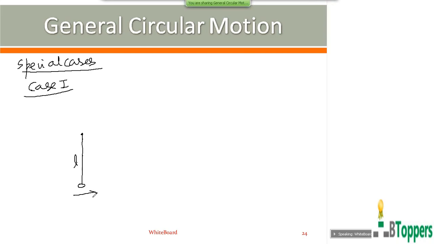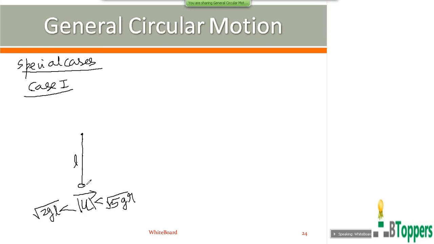Suppose the bob of the simple pendulum is given an initial velocity of magnitude u at the lowest position, which is less than root 5gr but greater than root 2gl. Later we will be discussing that if the magnitude of the initial velocity given to the bob in the horizontal direction at the lowest position is root 2gl, then it moves in a semicircular path.